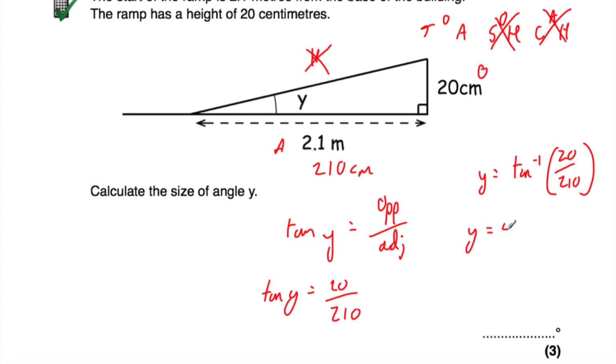And we find that y is equal to 5.4403 and so on degrees. And if we round this to two decimal places, it's equal to 5.44 degrees. So the size of this angle is 5.44 degrees. And that makes sense because with a ramp, you probably wouldn't want it to be too steep. And that's it. Okay, let's have a look at our next question.